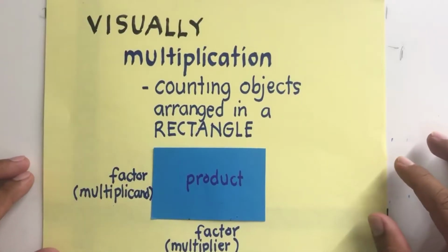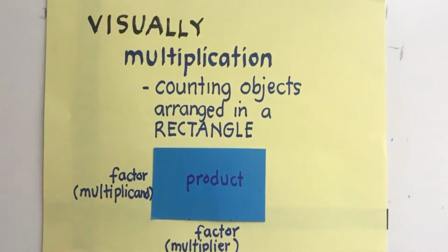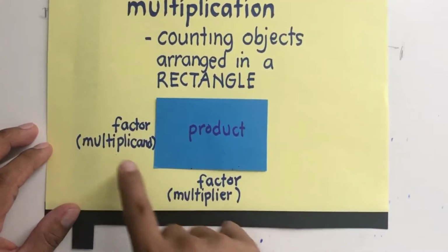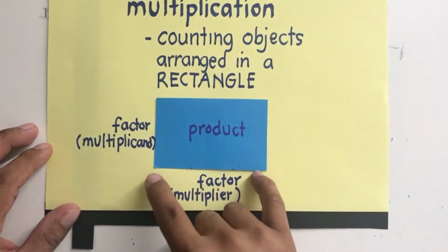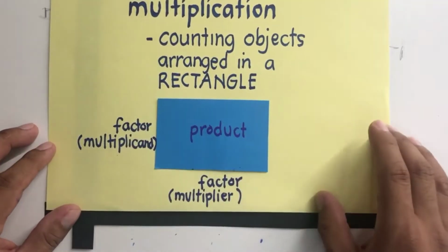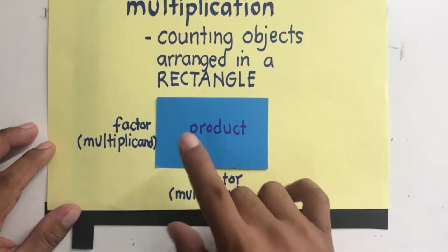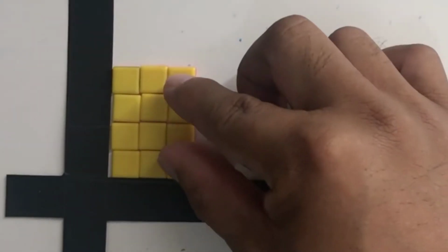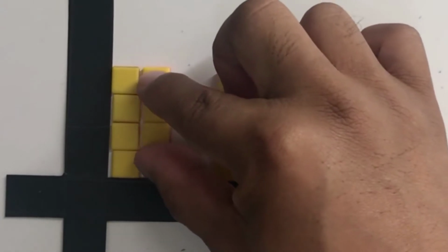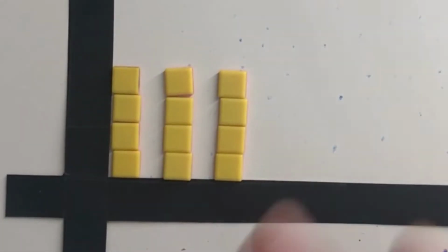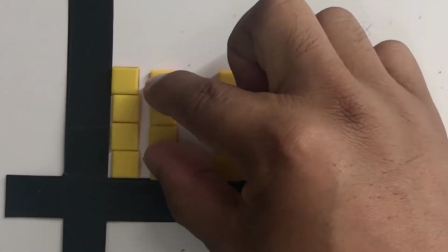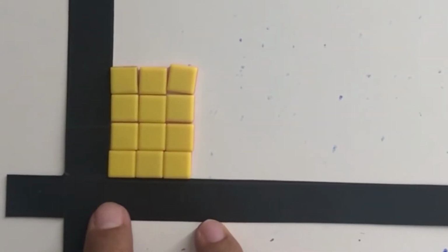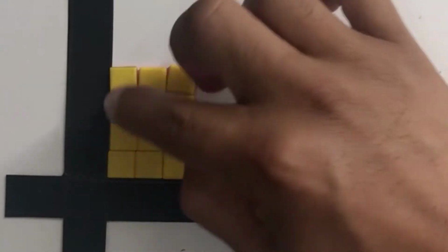Visually, you can think of multiplication as counting objects arranged in a rectangle. You can think of the multiplicand and the multiplier as the side lengths of the rectangle, the length and the width, and the product is the area of that rectangle. So if you have 3 times 4, you can think of that this way. You have 4 objects, which is your multiplicand, and there are 3 groups of those 4 objects. And together, they form a rectangle with a length of 4 units and a width of 3 units. And the product 12 is the area.